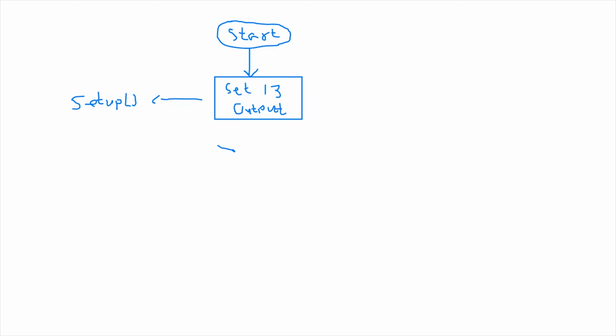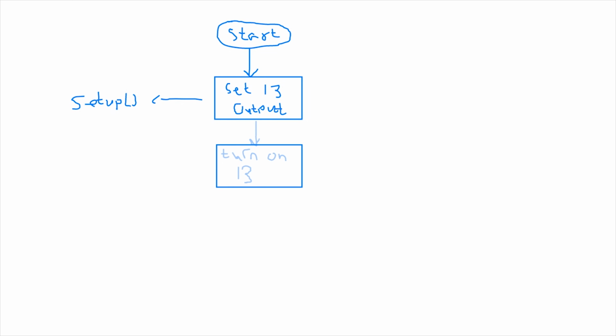First we need to configure the pin. So let's set pin 13 as an output. After we set pin 13 as an output, this will go into our setup function. Then we want to blink the LED. So how do we blink the LED? To blink the LED, we turn the LED on by turning pin 13 on.